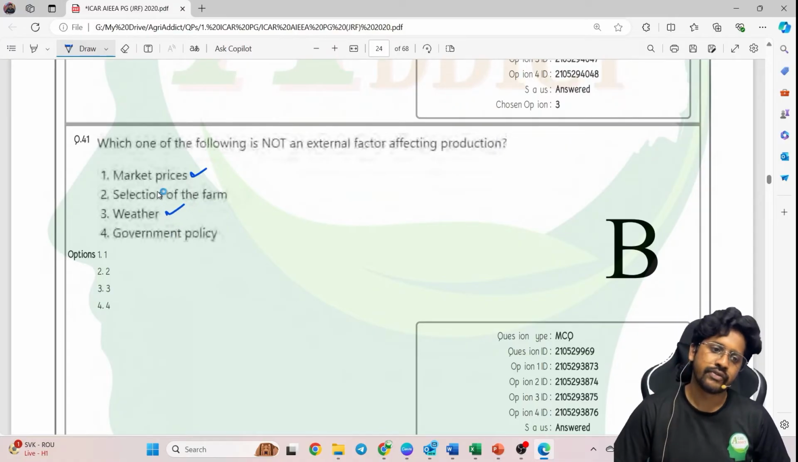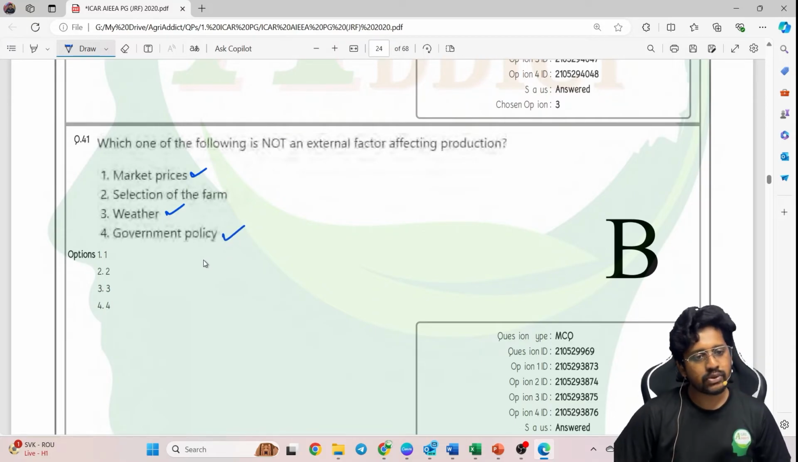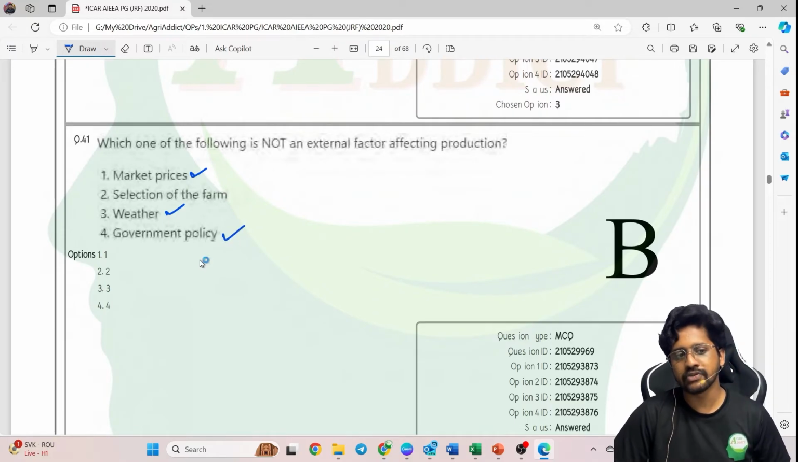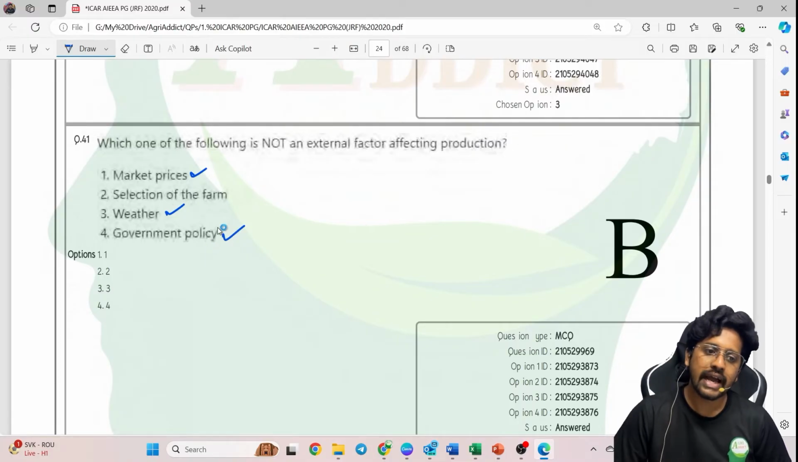So therefore weather is also an external factor. Government policy is actually taken by the government, not by an individual producer, right? So therefore it is also an external factor.